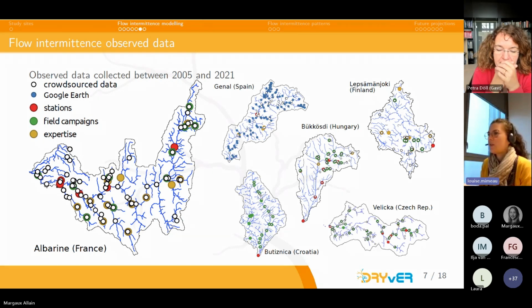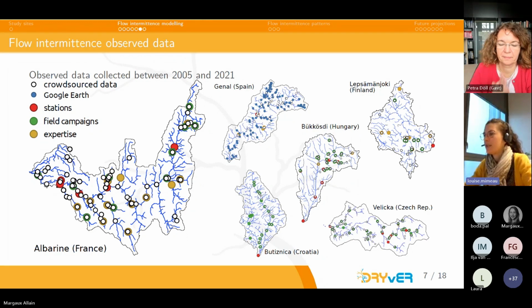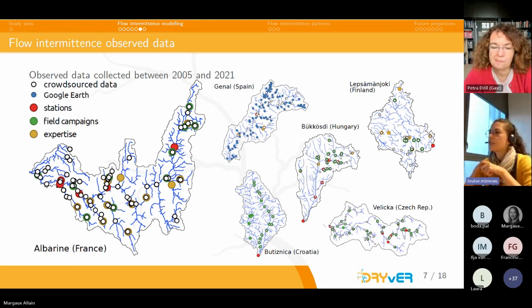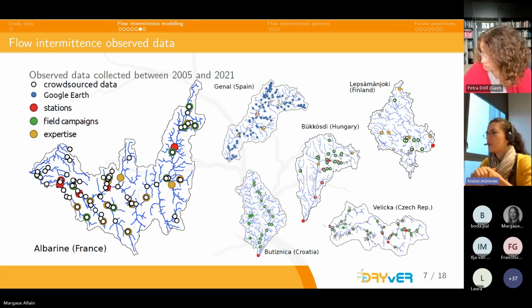So here you have also the distribution of the observed data for the 5 other study catchments, and you can see that we have different spatial coverage regarding the catchment, and we also have different temporal coverage of observed data. Next, please.